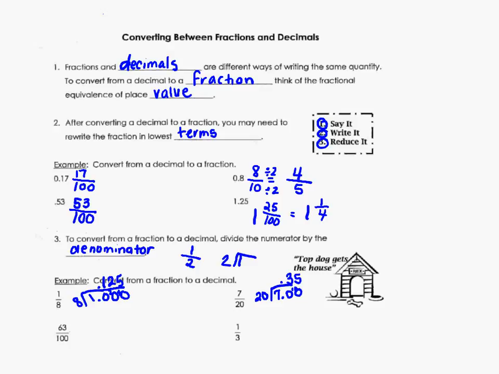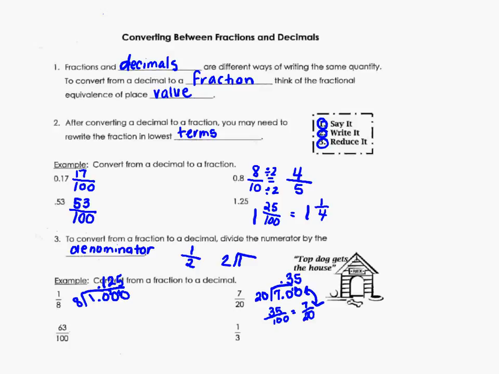We can always test it out when we've done this to see if we actually think it works by writing it back as a fraction. We said that 7/20 was equal to 35 hundredths. And I can say 5 goes into 35 7 times. 5 goes into 100 20 times. And so we can see that those two are equal to each other.